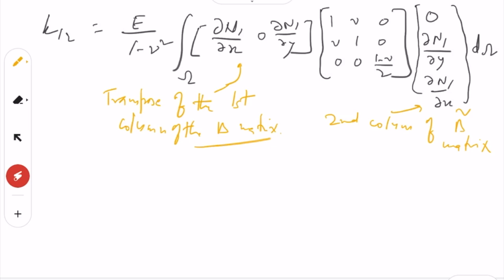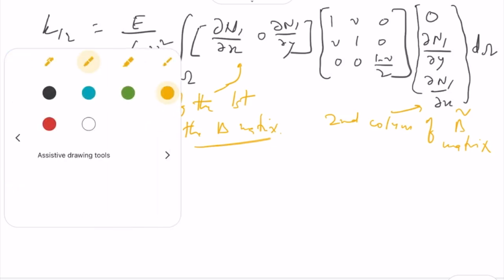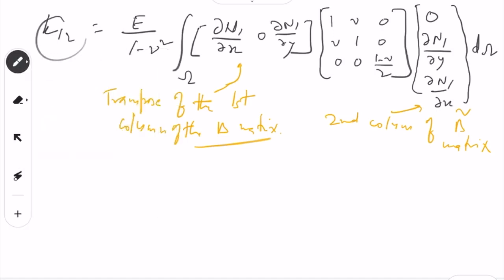Okay, now it remains how to calculate k1. Once we know how to calculate, then the rest is the algebra that we have done earlier. Okay, now we will spend a little bit of time on solving a quadrilateral element of any shape basically.